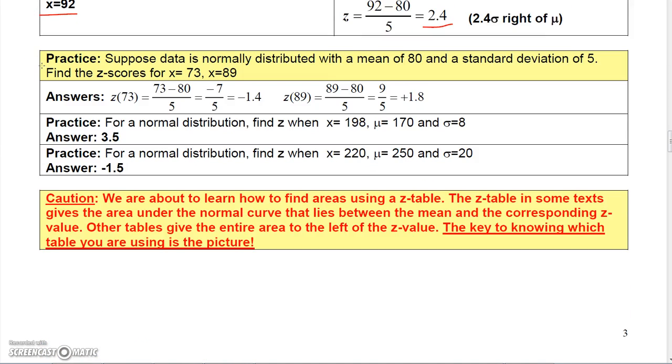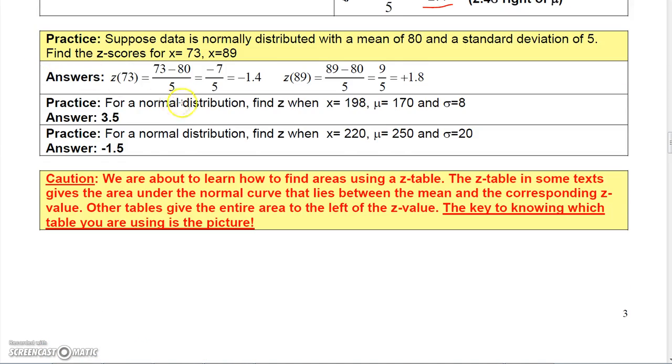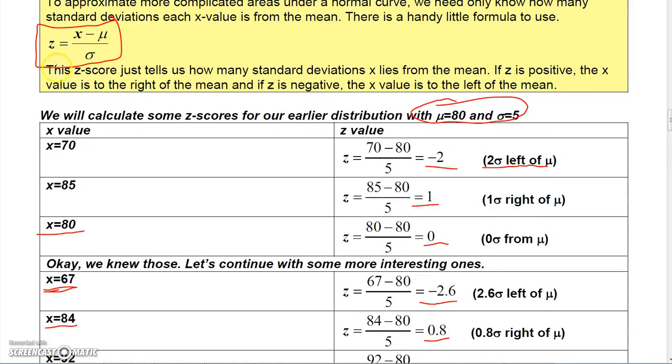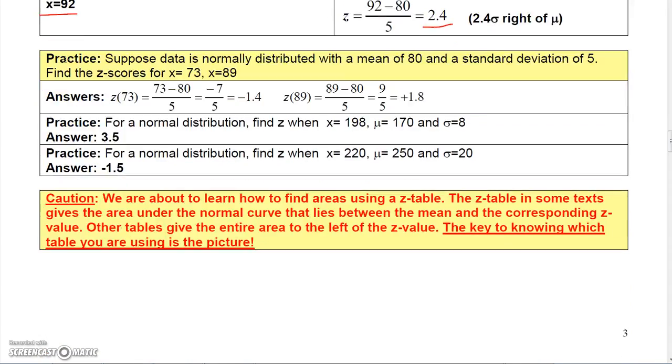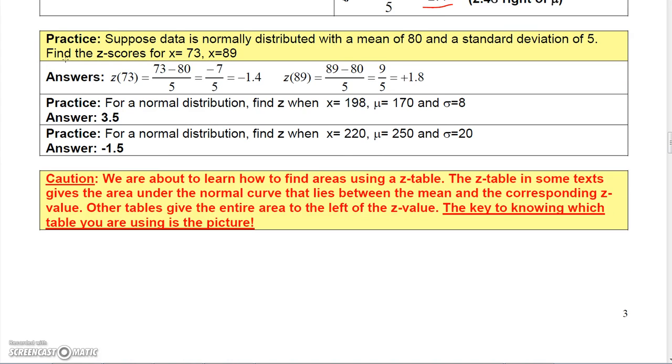So here's a couple of examples where you actually calculate z-scores. You can freeze the video and look at that, but it's just simply a matter of using this formula for the given mean, standard deviation, and the z-scores that you're given.